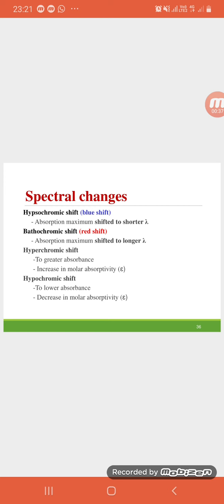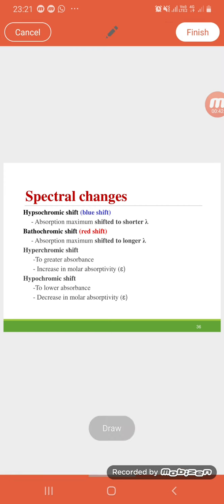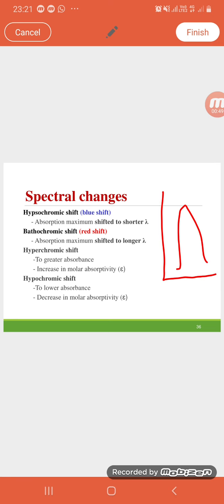Okay, for the spectral change, there are certain factors and terminology related to the spectral change. Okay, this is your, let's say, wavelength against absorbance. For hypsochromic shift, the blue shift, the peak will shift to the shorter wavelength. And then the bathochromic shift, or red shift, is where the peak will shift to longer wavelength here.